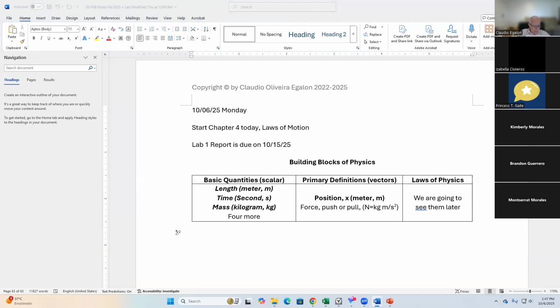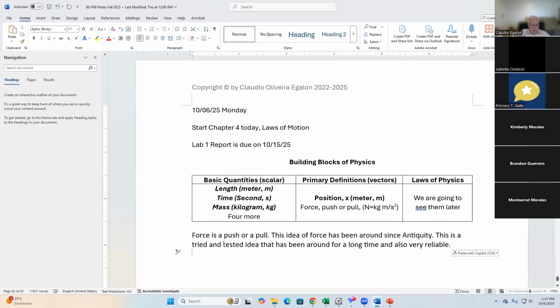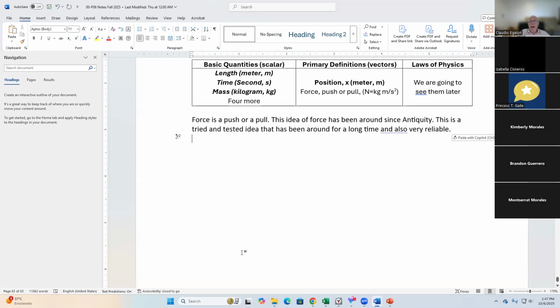Don't forget, that's a very good way of defining force: either a push or a pull. This idea of force has been around since antiquity, but Newton's laws that we're going to discuss today came about only in the 17th and 18th century, during the time of Newton. The idea of force is a tried and tested idea that works very well and has been around a long time. It's just the law that involves force that came much later on, almost 2,000 years later.